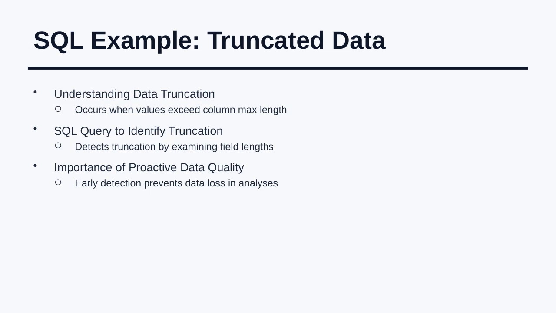Proactively monitoring for truncation is crucial because it helps maintain data quality and prevents loss of valuable information during extraction, transformation, and loading. This step ensures that our data warehouse remains reliable for business decisions and analytics. Next, we'll explore practical testing techniques that help validate data integrity throughout the ETL cycle.